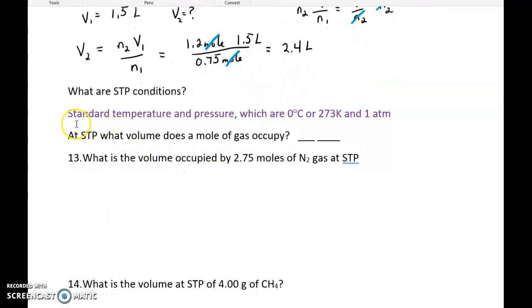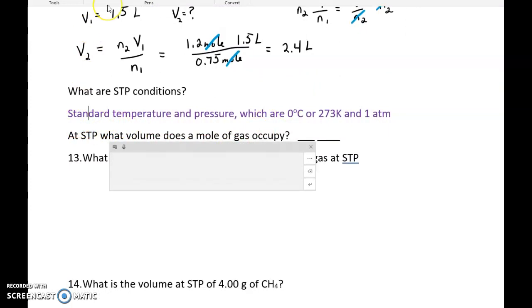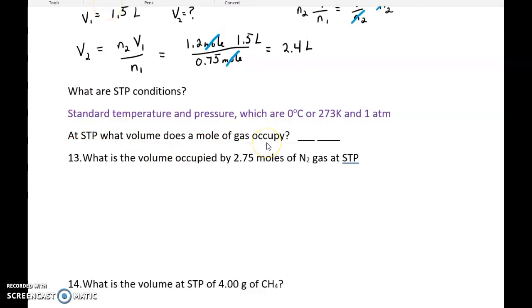Now, frequently, when we're dealing with gases, we measure them under STP. This is standard pressure and temperature. And the standard pressure and temperature are at 0 degrees C and 1 atmosphere. So at standard temperature and pressure, a mole of gas will occupy 22.4 liters.